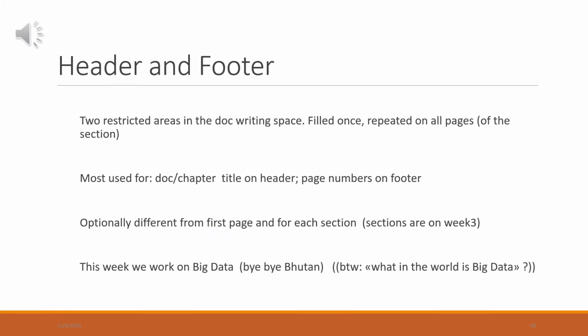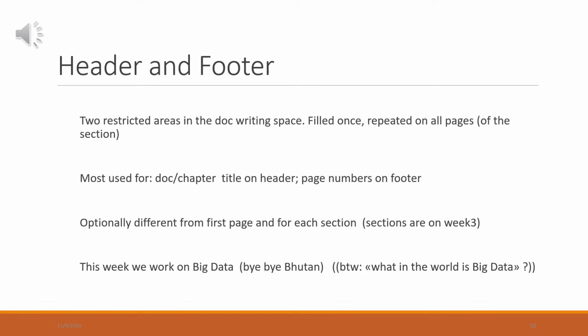So the header and the footer are two restricted areas in the document writing space. You don't write content on header and footer. You write information about the content. What is information about the content? The page number, which is on the footer usually, is information about the content. The title of the book, or the title of the article, or the title of the chapter, which normally goes in the header. That's information about the content, which is not really part of the content. This kind of things, like date, like author.